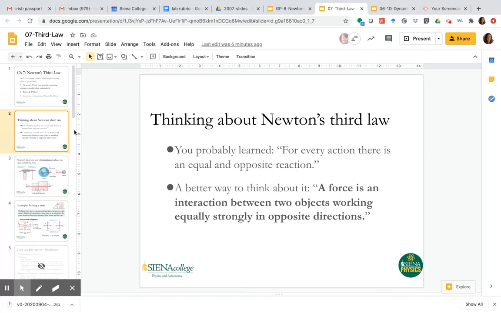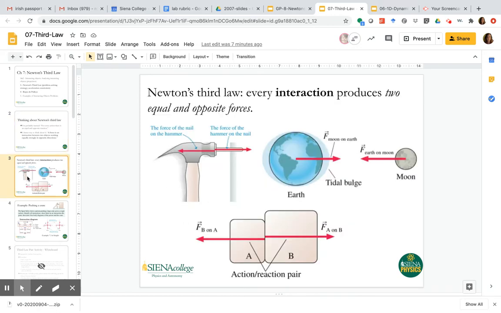A different way to think about it is that a force is an interaction between two objects working equally strongly in opposite directions. We also talked about it when we introduced forces: every interaction creates two forces, they work on different objects, but they have equal magnitudes in opposite directions. So let's look at a couple of visuals here for the third law.